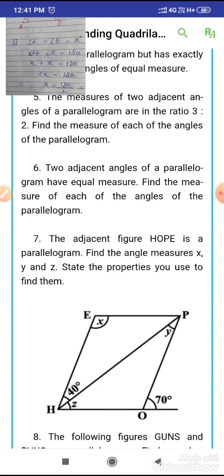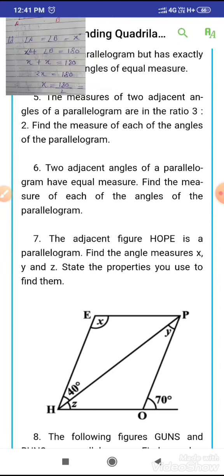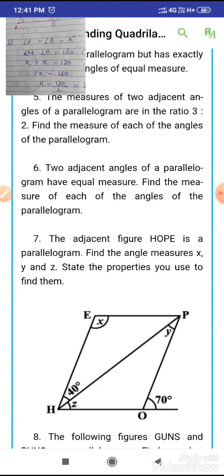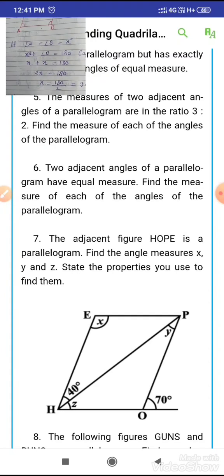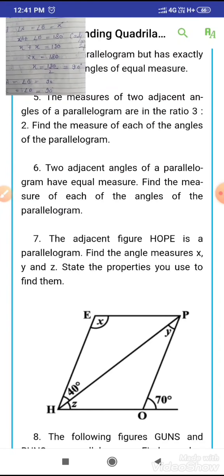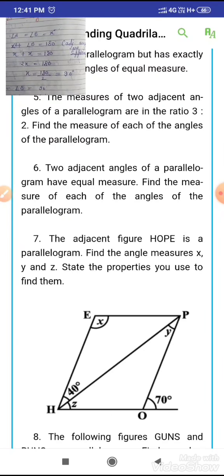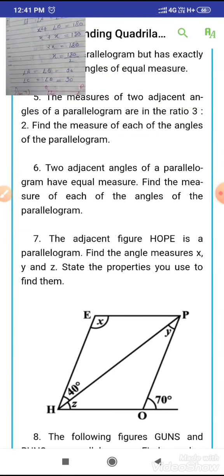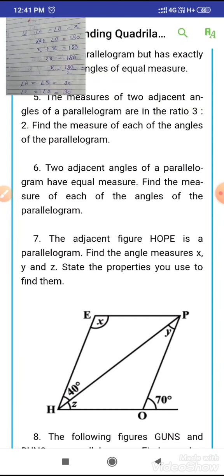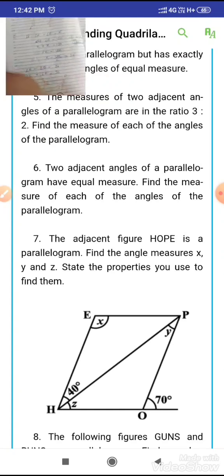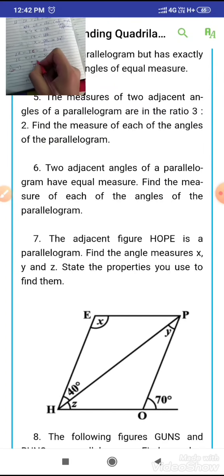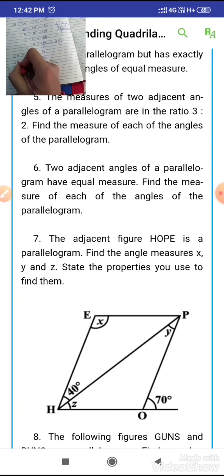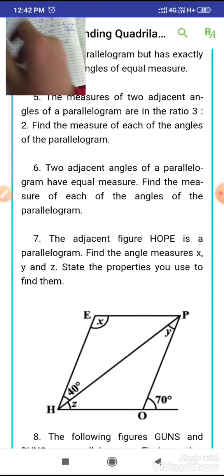Put the value of angle A and angle B here. So x plus x is equal to 180 degree. x plus x is 2x, so 2x is equal to 180 degree, and here we calculate the value of x and it is 90 degree. As we all know, opposite angles of a parallelogram are equal. So angle A is equal to angle C is equal to 90 degree, and angle B is equal to angle D is also equal to 90 degree.